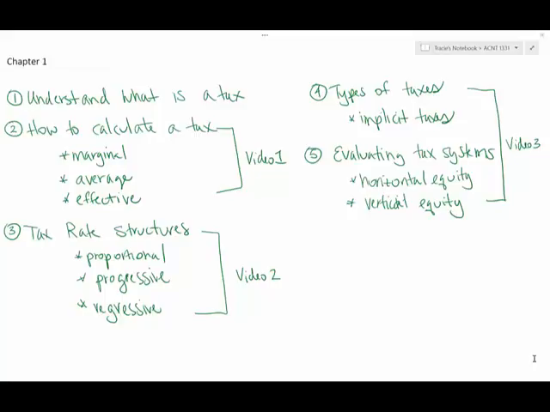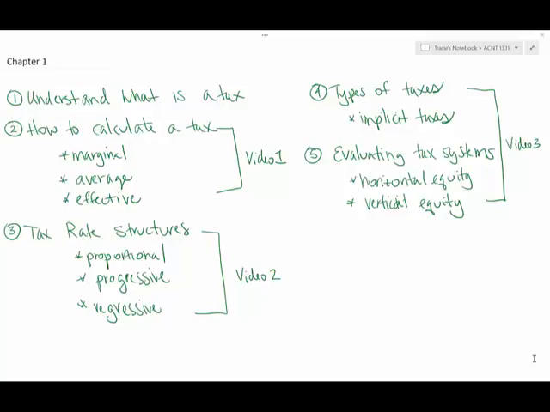Welcome to Chapter 1. This is our first chapter for the Individual Income Tax course, and this chapter provides an overview of why taxes are important, what is a tax, how to calculate a tax, the various tax rate structures, and the different types of taxes. And lastly, this chapter covers how to evaluate a tax system.